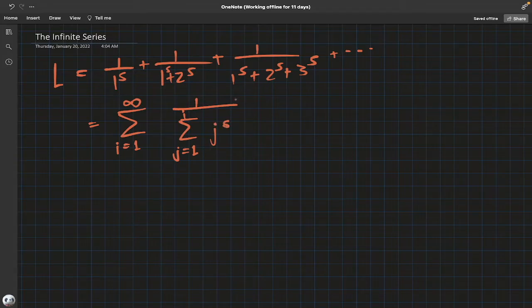j to the fifth. So what this is going to do is i is basically the position, or what term number it is in the series. So for the first term i is 1, so j goes from 1 to 1, so there's just one term, 1 to the fifth, and we have that. For i equals 2, j goes from 1 to 2, so we have two terms, 1 to the fifth plus 2 to the fifth, because there's an independent sum going on in the denominator itself.